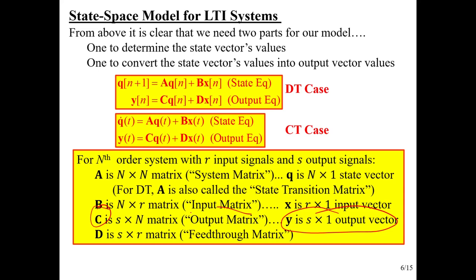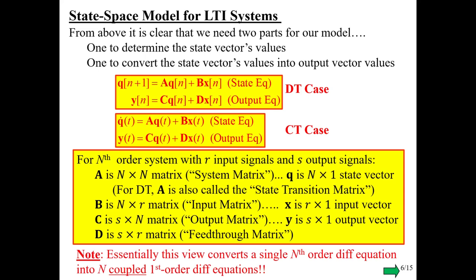So C is the output matrix, and then D is called the feed-through matrix. There might be some other names for that, but it's basically saying that x can directly contribute to the output in addition to the state. So notice that the state has some contributions from the input, but then the input can also directly be coupled to the output. So this is sometimes called the direct matrix, I think, but I like to think of it as the feed-through matrix.